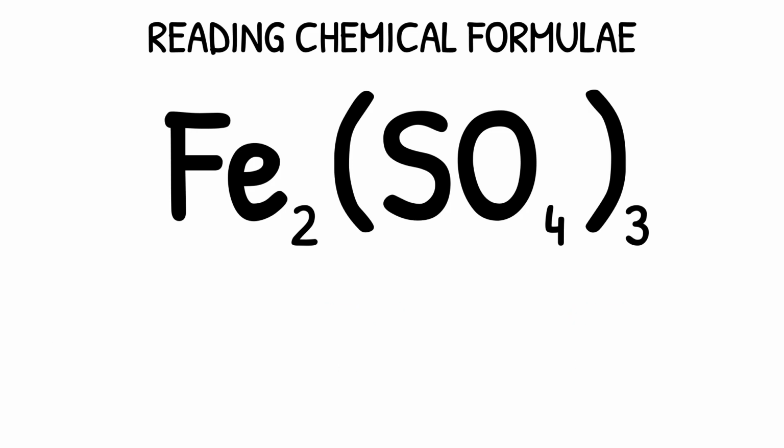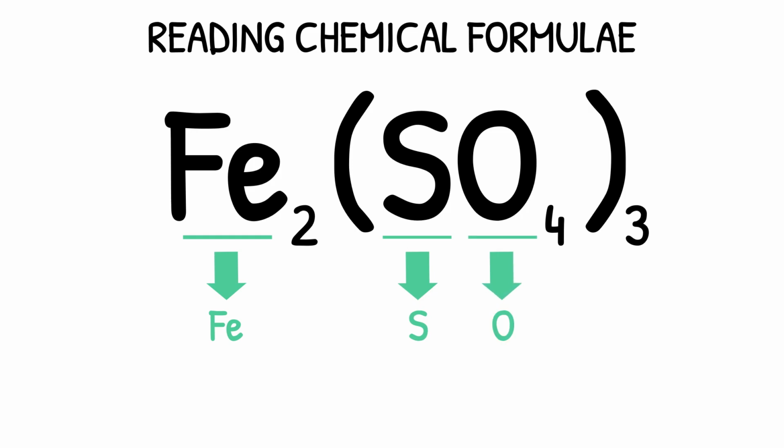Iron 3 sulfate contains the elements iron, sulfur, and oxygen. The element symbol for iron is followed by a subscript 2, which means there are two atoms of iron in this substance. Sulfur is not followed by a subscript number, meaning there is only one atom here. However, as sulfur is within the bracket, we must multiply it by this 3 directly outside. 1 times 3 is equal to 3. There are 3 sulfur atoms in this substance.